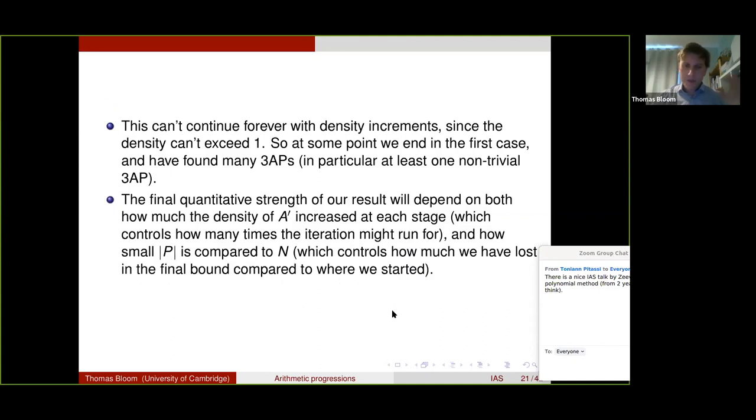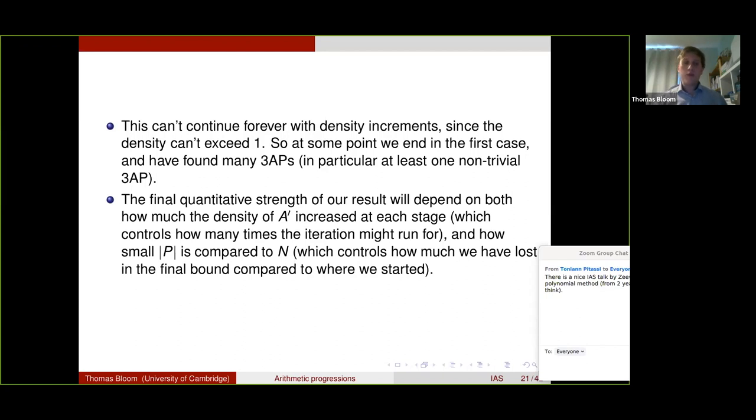Okay, so that's a very high-level overview of how the density increment strategy works. Of course, the final quantitative strength of this result is going to depend a lot on what we feed into it. There are two significant parameters here. How much does the density of A increase at each stage? This affects how many times we actually have to run the iteration. Each time costs us something, so we'd like this to be small.